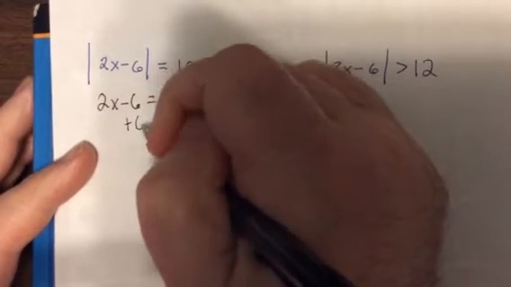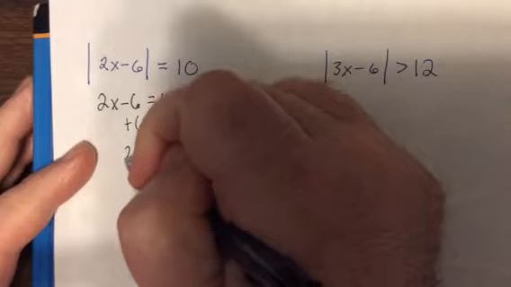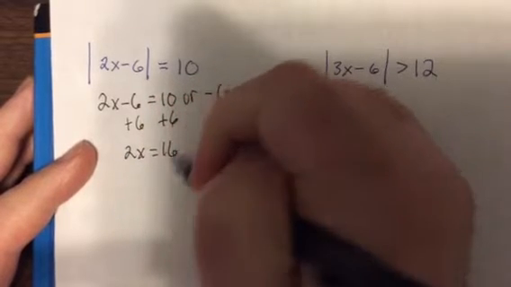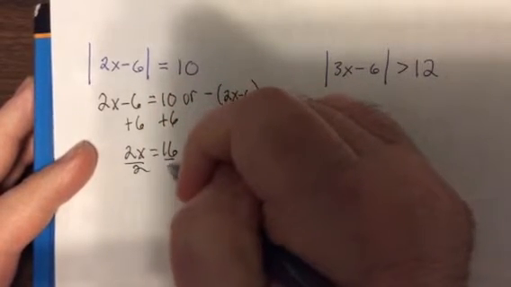So you solve, you add 6. So 2x equals 16. Divide by 2.